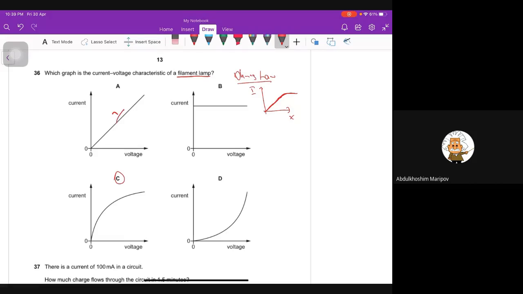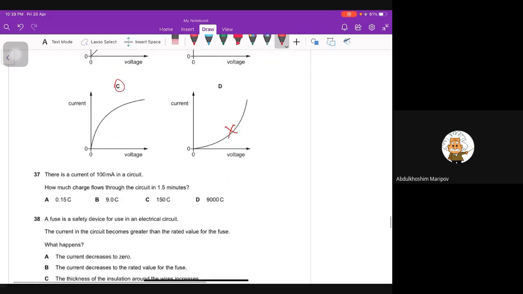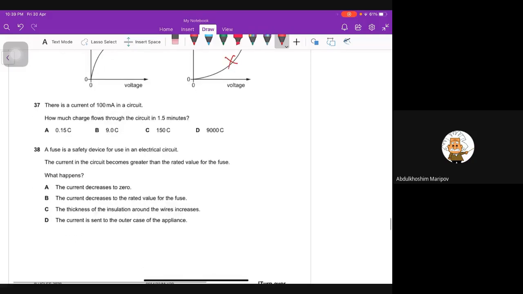So this is Ohm's law. This is no such case. This is a fuse actually. The voltage increases, current stays the same. There's a filament lamp, but this one, I don't know what it is. There is no such thing, I guess.